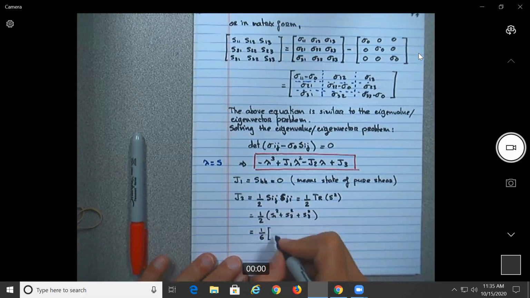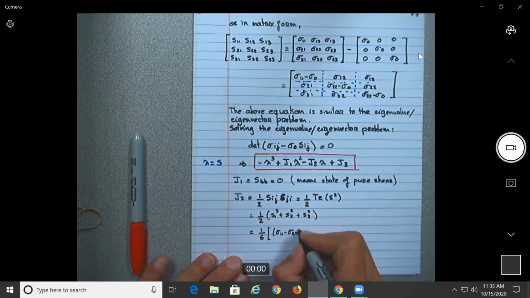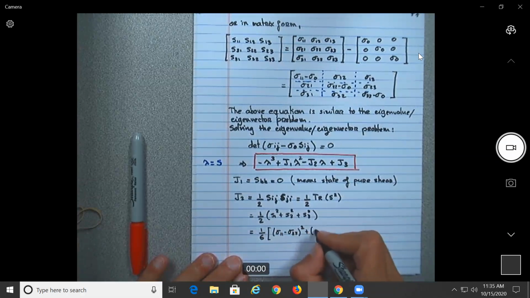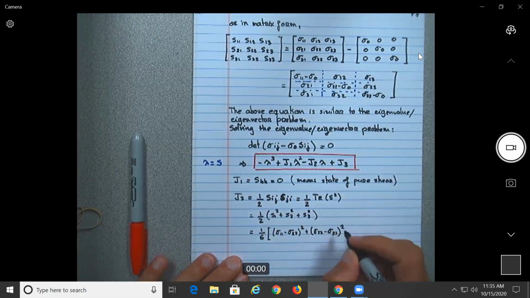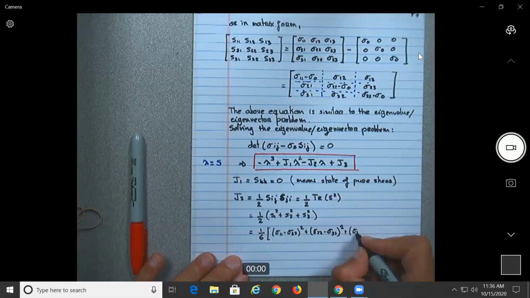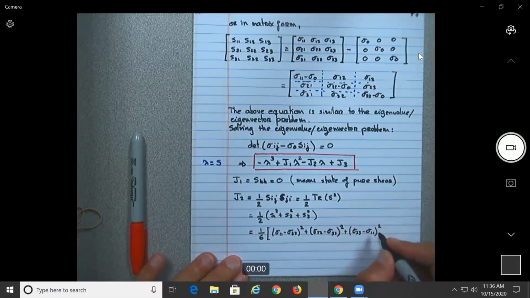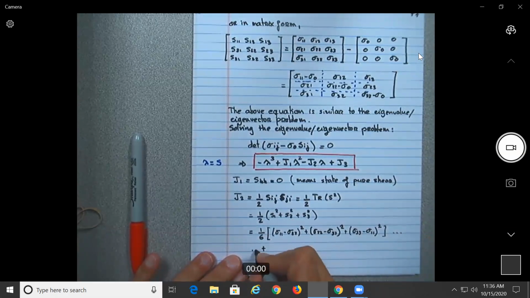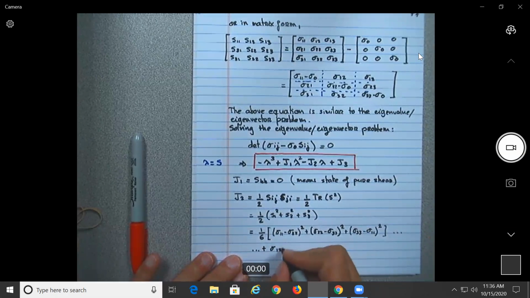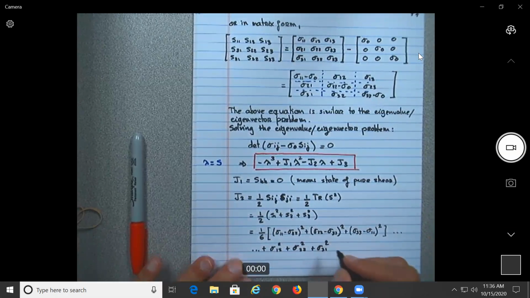1/6 of sigma 11 minus sigma 22 squared plus sigma 22 minus sigma 33 squared plus sigma 33 minus sigma 11 squared plus sigma 12 squared plus sigma 23 squared plus sigma 31 squared.